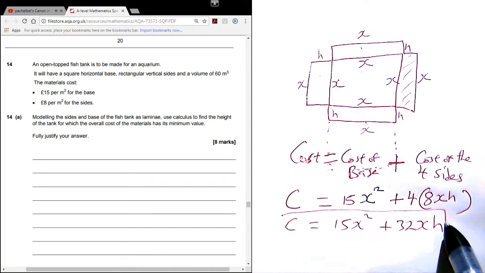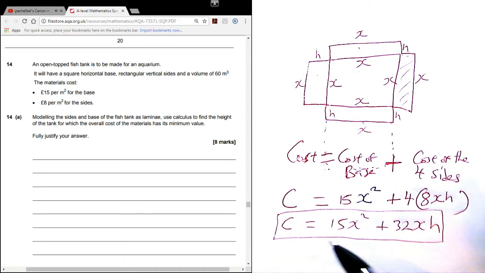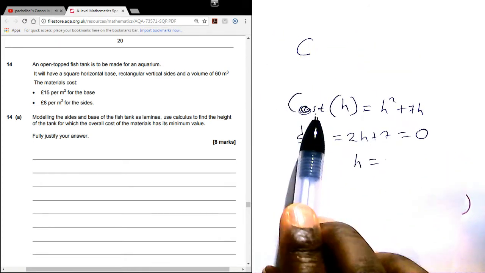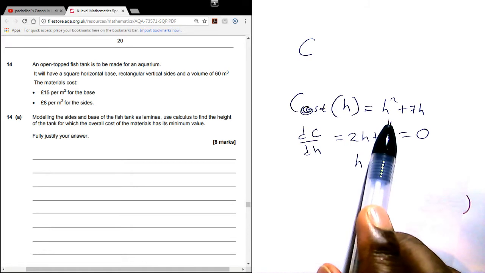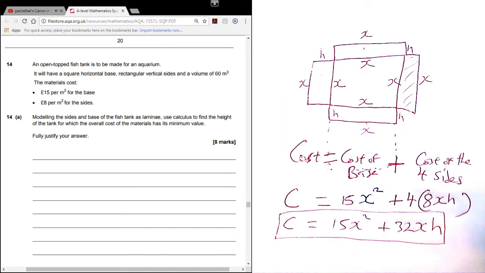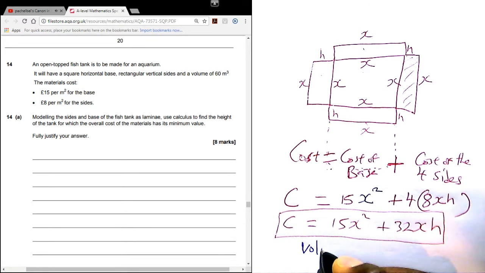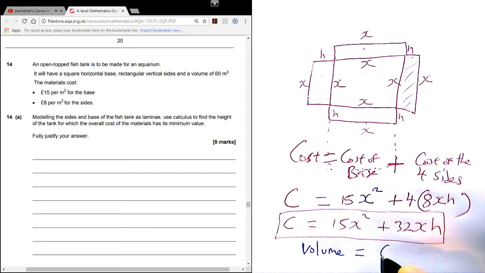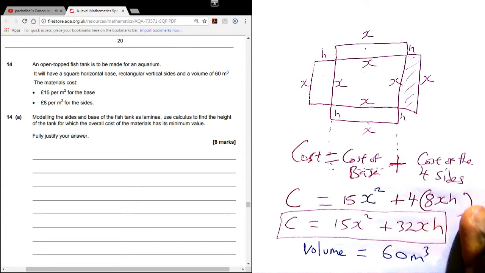Now this is the relationship between the cost and the height and the length. But we want something that relates cost to height and height only. We don't want x involved. So how can we relate x and h? The question clearly said to us that the volume is 60 meters cubed, right?